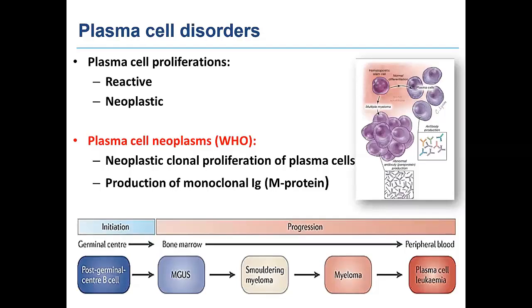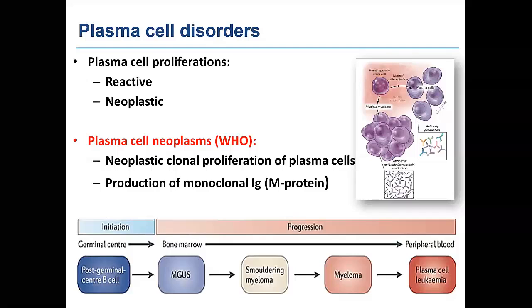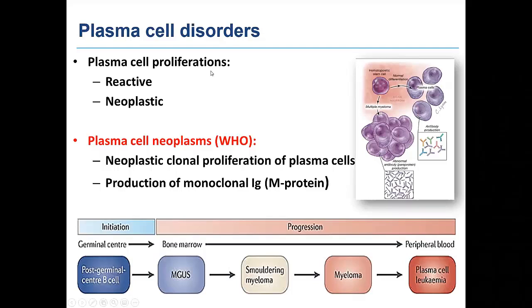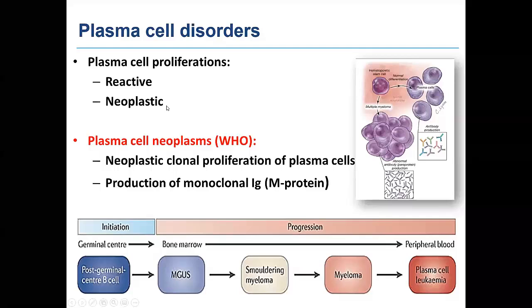Now, multiple myeloma is a plasma cell neoplasm, and nowadays at many centers, and even the WHO now calls it plasma cell neoplasms. However, whenever we talk of plasma cells, what we say is plasma cell proliferations, like lymphoid proliferation. Similarly, plasma cell proliferations may be reactive or neoplastic. Reactive, we know, in many chronic diseases the plasma cells increase in number. Neoplastic is what we call multiple myeloma or plasma cell neoplasm.